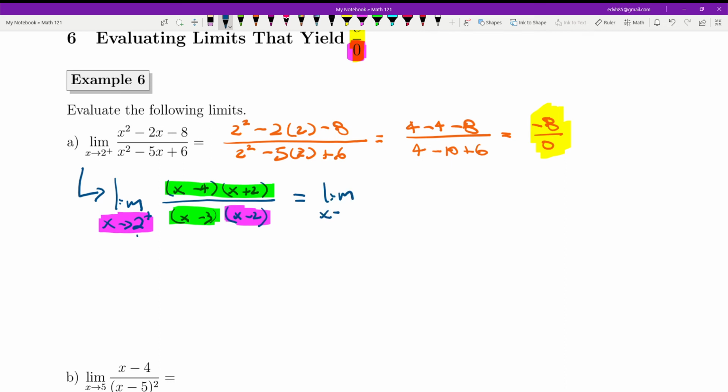That is 2 minus 4, limit as x approaches 2 from the right, 2 minus 4, which is negative 2, times 2 plus 2, which is 4, divided by 2 minus 3, which is negative 1, times x minus 2. So what are we going to have? Negative 2 times 4, which is negative 8, over negative 1, limit as x approaches 2 from the right, that's 8 over x minus 2. So what are we going to do in this case?